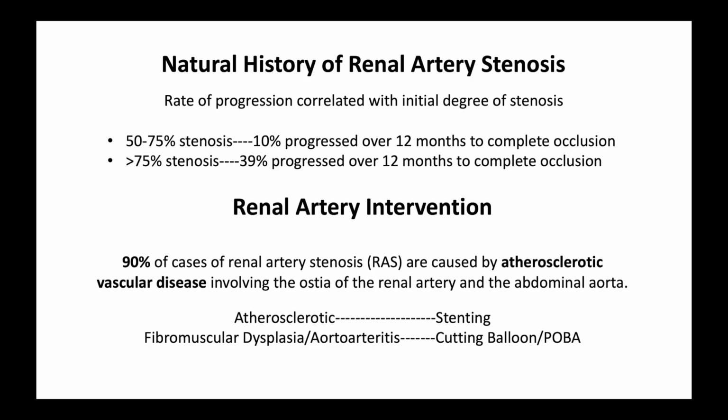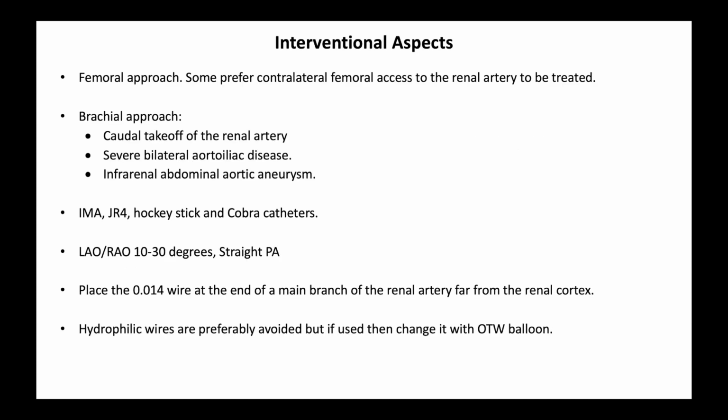So treatment for atherosclerotic disease, when you want to intervene or needed to intervene, is stenting. If it's otherwise fibromuscular dysplasia or aortitis, then cutting balloon or POBA usually is sufficient. Coming to the interventional aspects, you can go either by femoral approach or brachial approach. For the femoral approach, some prefer the contralateral femoral because the angle to engage the renal arteries becomes easier from the contralateral approach.